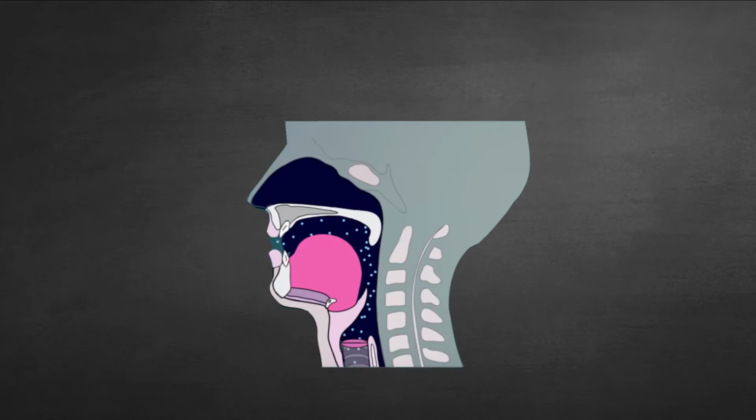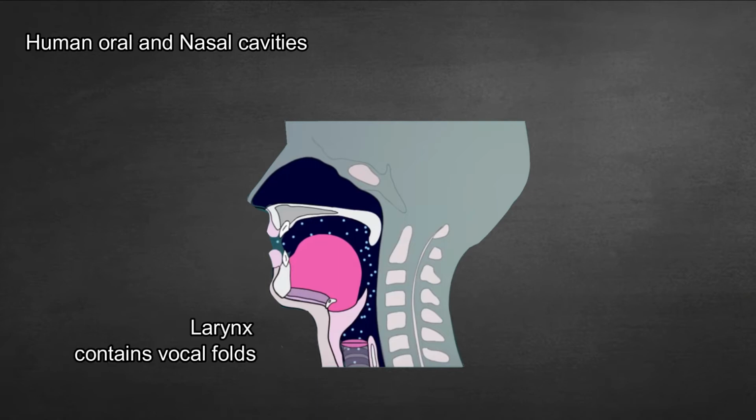But to understand these three aspects, let's familiarize ourselves with the human oral and nasal cavity. Let's begin from the bottom. This part is called the larynx or voice box, which contains the vocal folds inside. Vocal folds, or vocal cords, are groups of muscles. Next, a little bit higher is the tube called the pharynx, acting as a resonator.